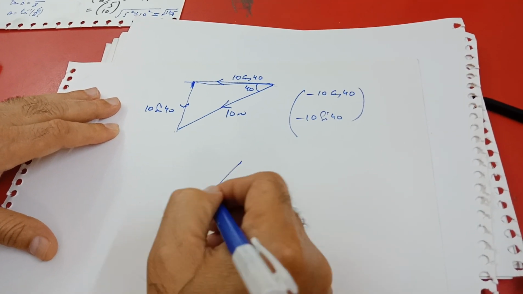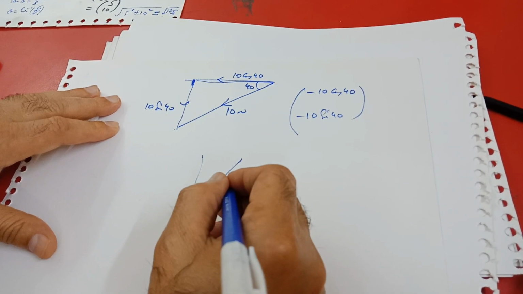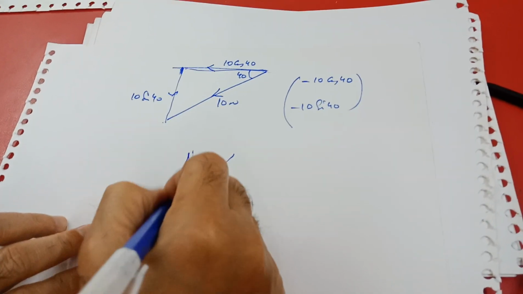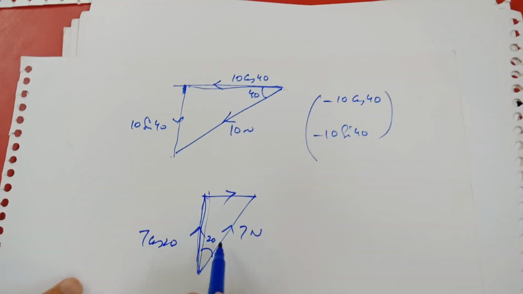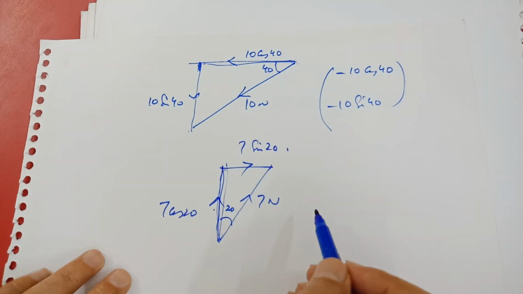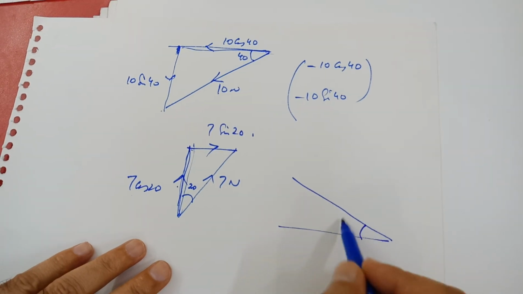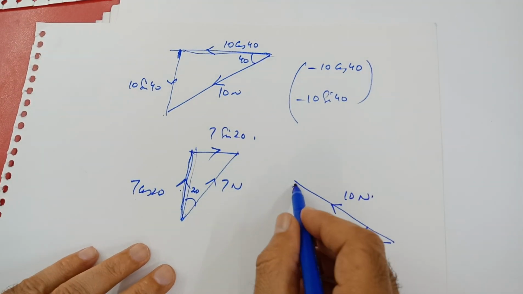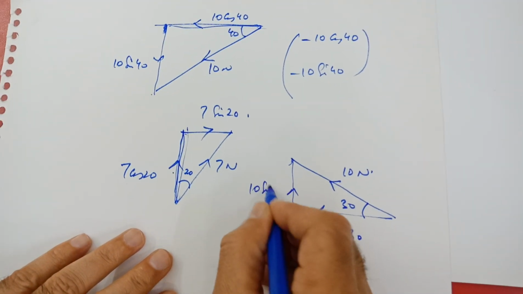Suppose you have a vector like this, and you know that this angle is, let's say, 20 degrees and this is 7 newtons. Its horizontal and vertical components can be formed like this. This one would be 7 cos 20, because this is the adjacent side of this angle, and this is 7 sine 20. Similarly, you have another force like this. This angle is 30 degrees and this force is 10 newtons. Its components are 10 cos 30 and 10 sine 30.